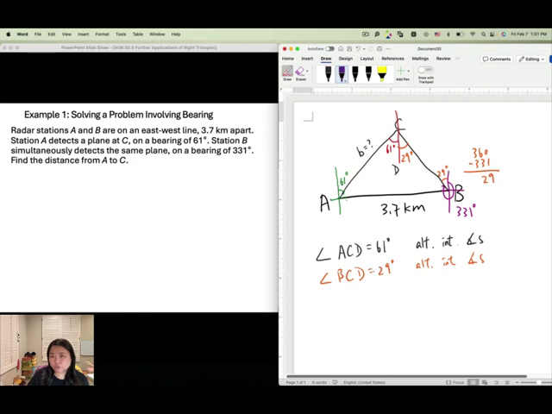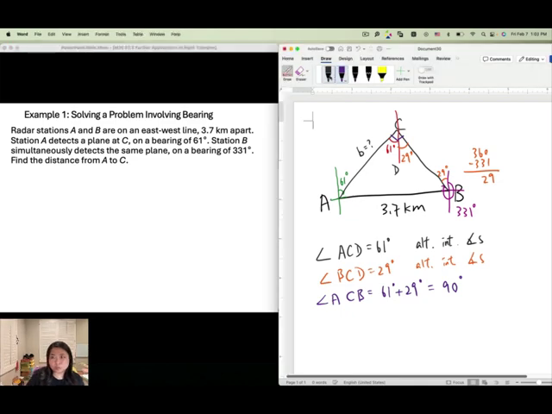Now what is the angle ACB? Angle ACB will be equal to 61 plus 29. That will be 90 degrees. So this is going to be the right triangle. We do have the triangle looking like this. This is a 90 degree angle. You know this is 3.7. This is angle A, and this is going to be angle B.